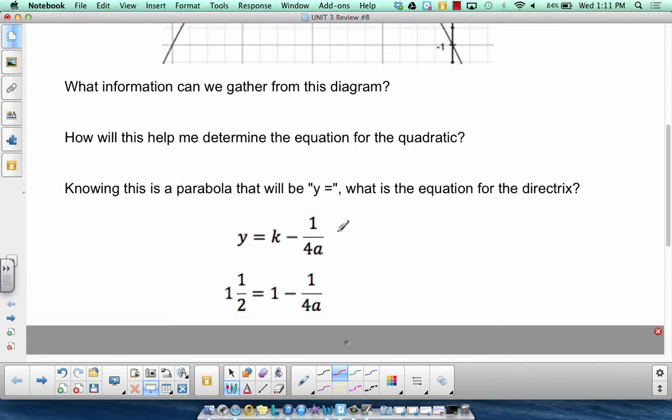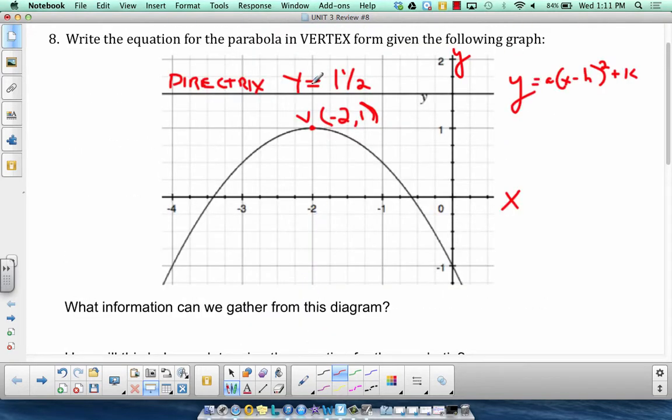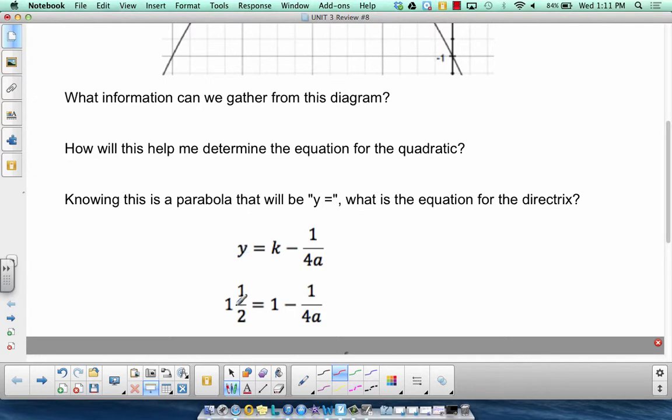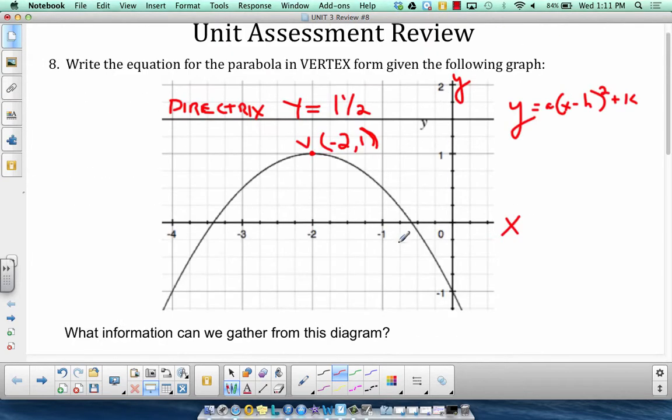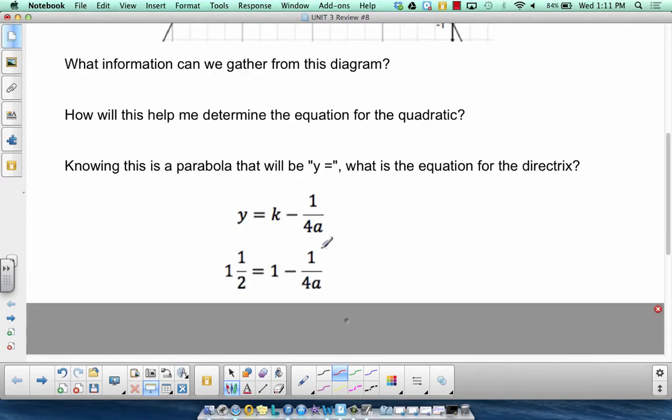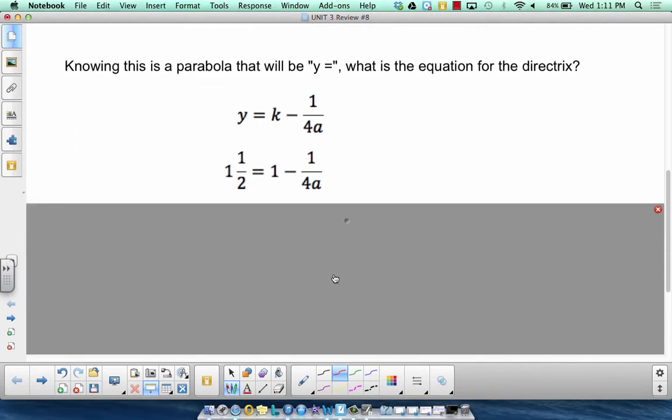Alright, well, what do I know from this information? Well, I know that if I look up here, y equals 1.5. Okay, great. K is 1. Drop that in there. And then I still have this 1 divided by 4a. So, oh no, I've got fractions. It's not that big a deal. We need to chill out whenever we see fractions.